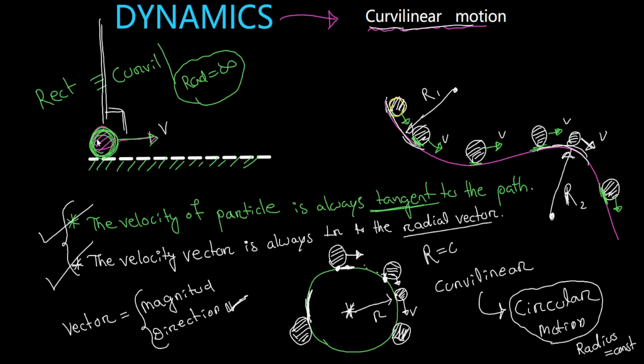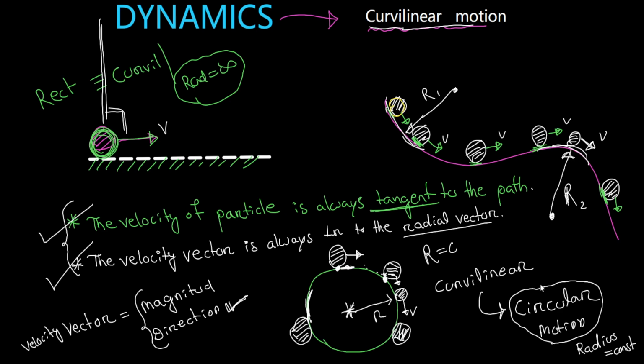But in the case of rectilinear motion, we are not considering the direction change. We are only talking about whether it's in the positive x-axis or negative x-axis, because the path is a straight line. There is not much change in direction; we are only talking about magnitude changes. Here in curvilinear motion, we have to consider both the magnitude changes and direction changes of the velocity vector. This one is the velocity vector.